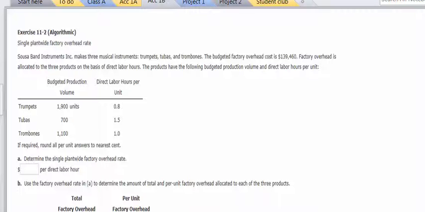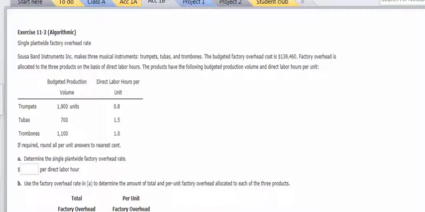This is Chapter 11, Exercise number 1. We're going to be looking at various allocations of our factory overhead in this chapter. This question starts out with a single plant-wide factory overhead rate.